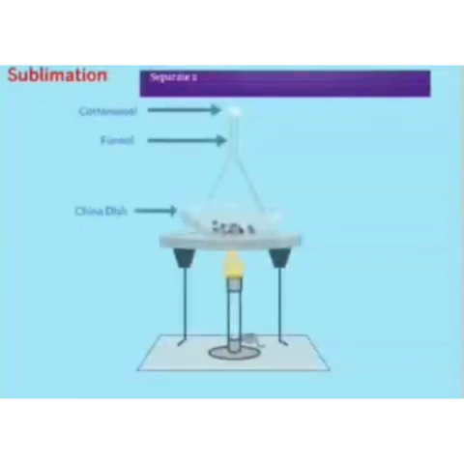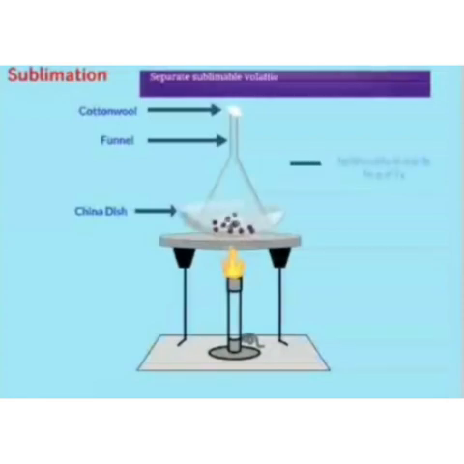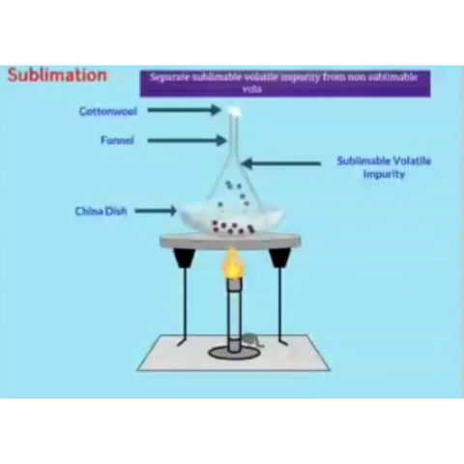Sublimation. The changing of a solid state directly into vapors on heating, and vapors into solid on cooling, is called sublimation. The solid substance which undergoes sublimation is called a sublime. The solid substance obtained on cooling the vapors is called a sublimate. The process of sublimation is used to separate those substances from a mixture which sublime on heating.